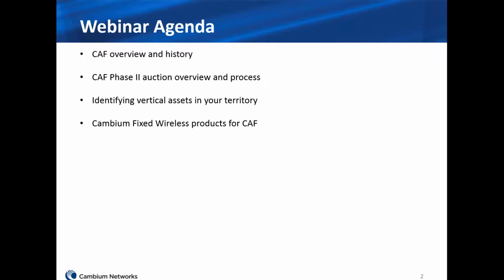We've got a good lineup of speakers. We'll start it out with an overview. We'll talk about vertical assets, and then, of course, we'll talk about fixed wireless products. As the organizer of the webinar, we believe that fixed wireless has the technical capabilities and the cost effectiveness to help you craft a winning bid for the upcoming CAF reverse auction. And we know that because we've seen that in past experiences like in the rural broadband experiment.